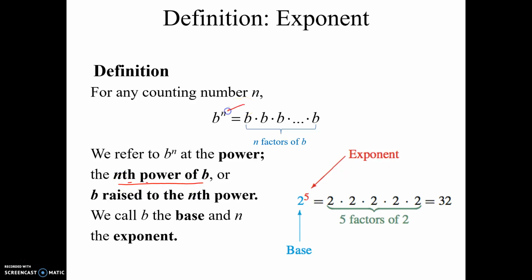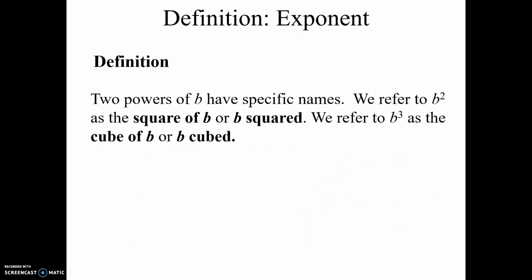So n is called the power or the exponent, and b is called the base. We've got the base b raised to the nth power. Two powers of b have specific names. b to the second power is the square of b, or b squared. b to the third power is the cube of b, or b cubed.